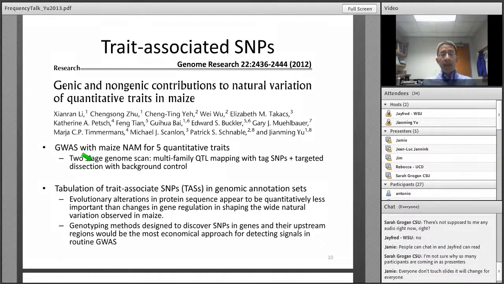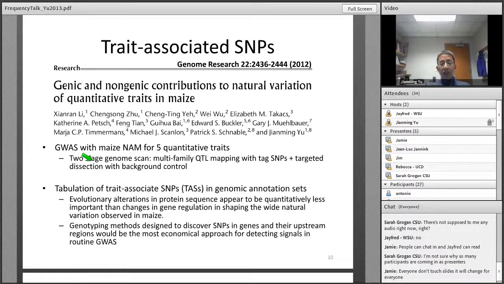And this is a recent study we've done in collaboration as a group of people, particularly Pat Schnable. The question we asked is about the genic and non-genic contributions to natural variation of quantitative traits in maize. This is probably more relevant to wheat and barley, which have complex genomes. Our findings, you probably know this, but this is probably one of the first experiments to validate that this is the case. I will skip all the detailed process of how we did this GWAS, because today's topic is on the frequency issues.